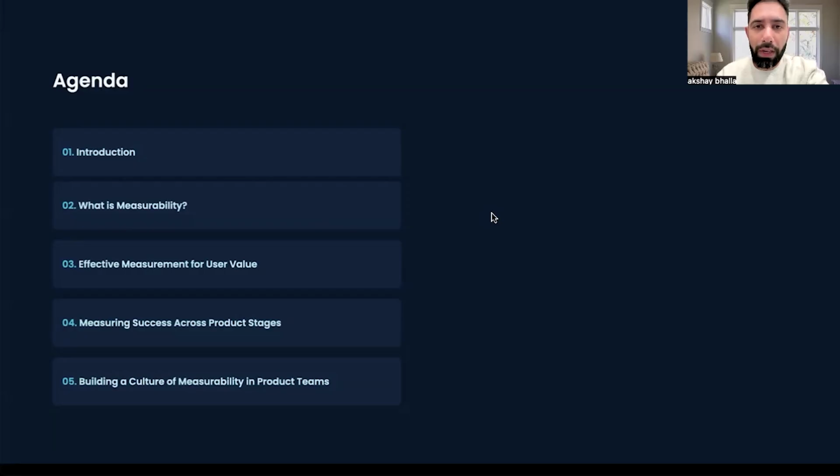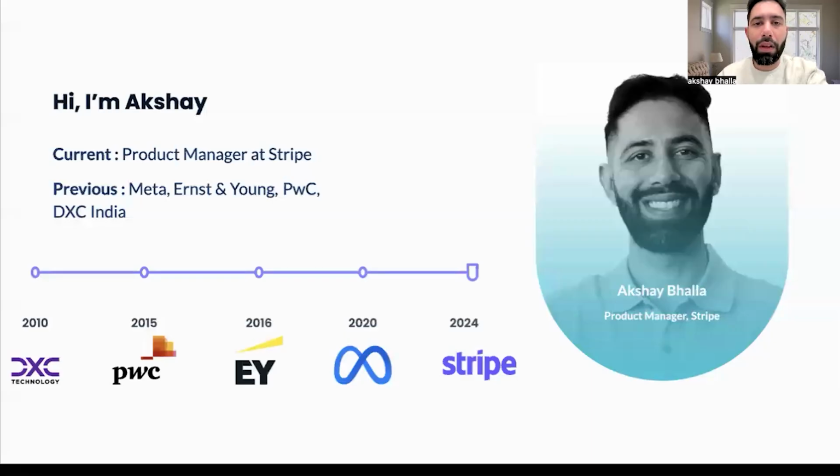We will start with an understanding of what measurability means in a product context and how to use it effectively to measure user value. Then we'll talk about applying measurability across different product lifecycle stages. And lastly, we'll discuss some ways you can create a culture of measurability within your own product teams. So let's dive in.